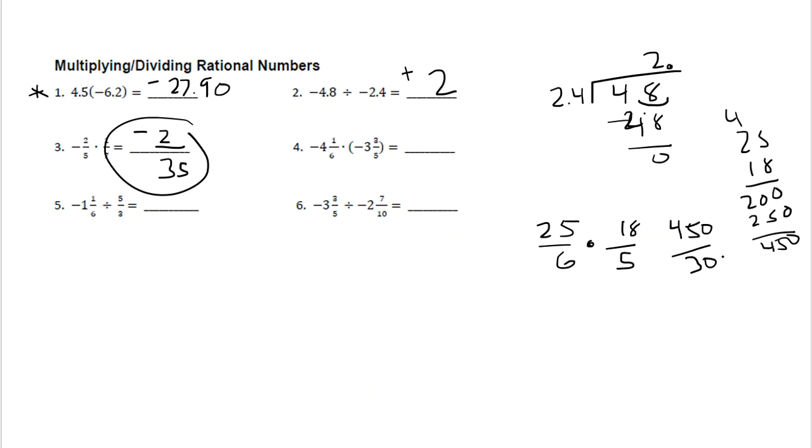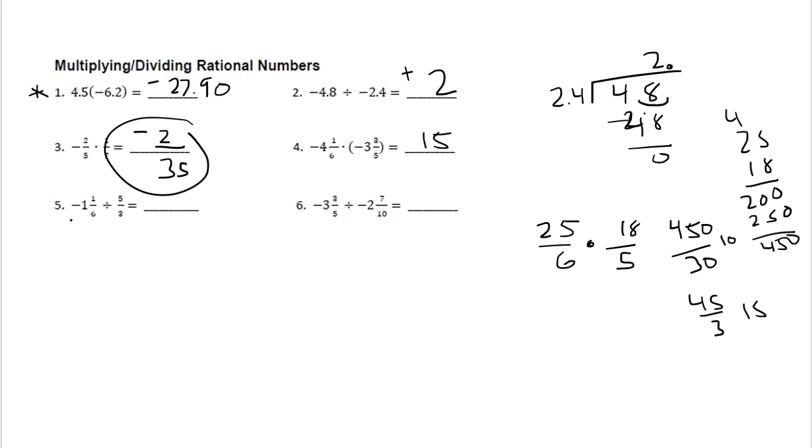And now we just need to simplify this. We can start with 10. 10 divided into both of these would be 45/3, and then 45 divided by 3 is 15.